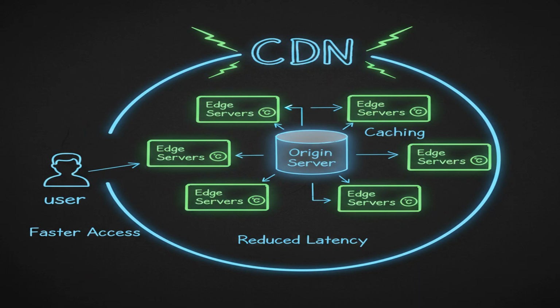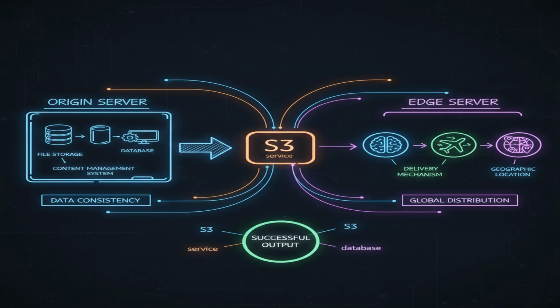At its core, a CDN consists of origin servers, which store the original content, and edge servers, which cache copies of that content. When a user requests content, the CDN intelligently routes the request to the nearest edge server. If the content is cached, it's delivered directly to the user. If not, the edge server fetches it from the origin and caches it for future requests. Let's delve into the key components in more detail.